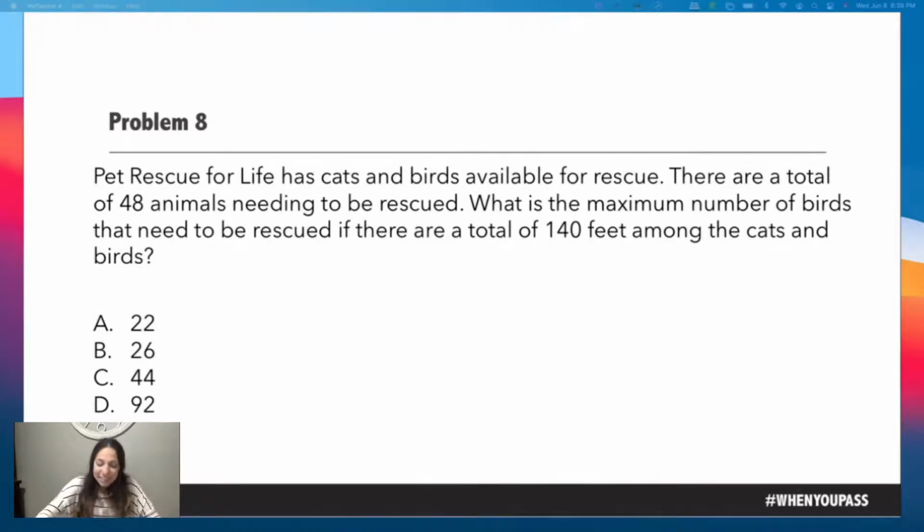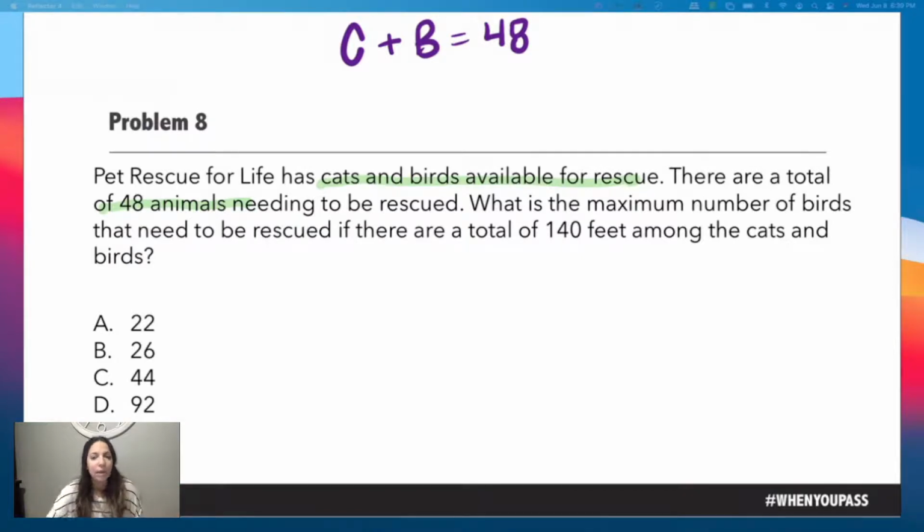All right, this is such a fun problem. So we know we have cats and birds for rescue. And we also know how many animals there are. We have cats and birds, and there's 48 animals needing to be rescued. So I'm going to say cats plus birds equals 48. Right? They told us there's 48 animals and there's only cats and birds.